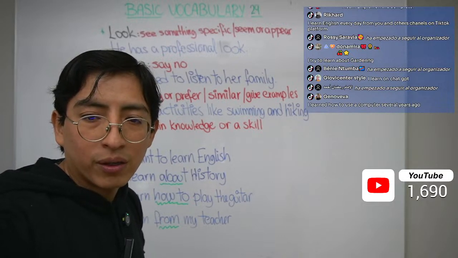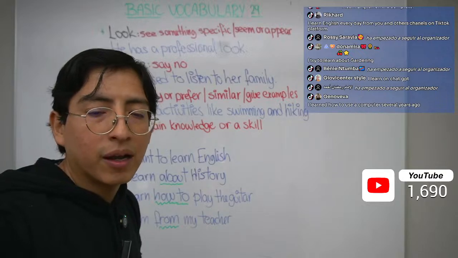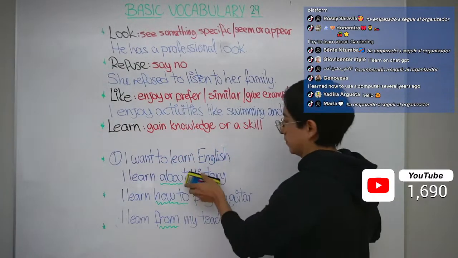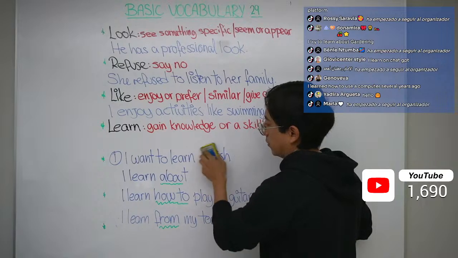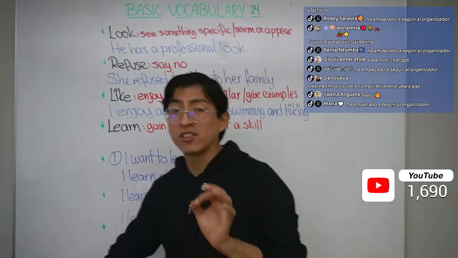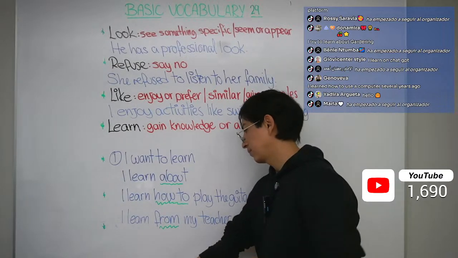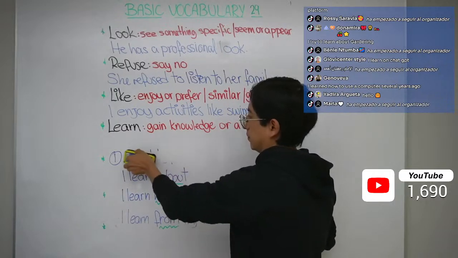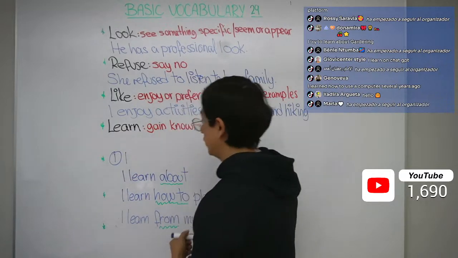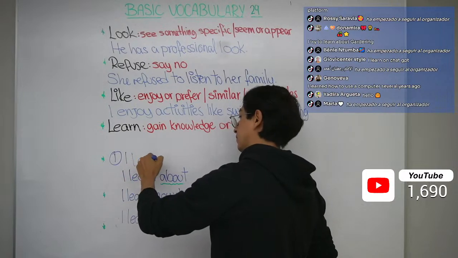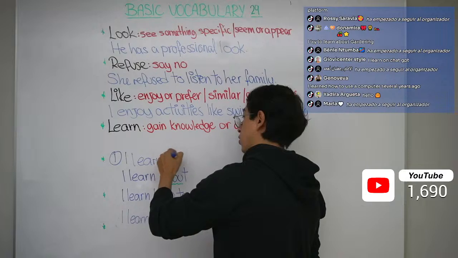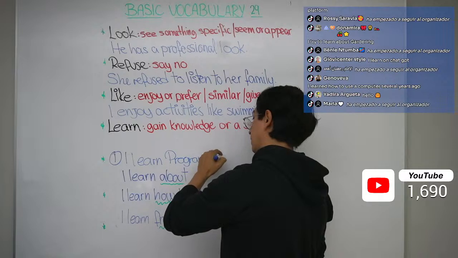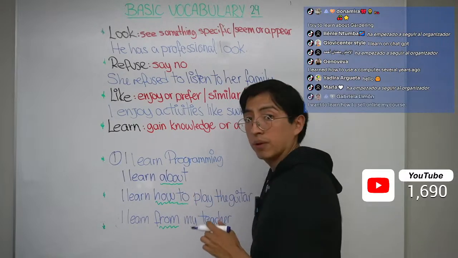I don't understand well. Can you explain again? Okay. I'm gonna put this here, okay? So guys, I'm gonna give you one more example so you can understand this. Let's put here, I learned programming. This is number one. I learned programming.